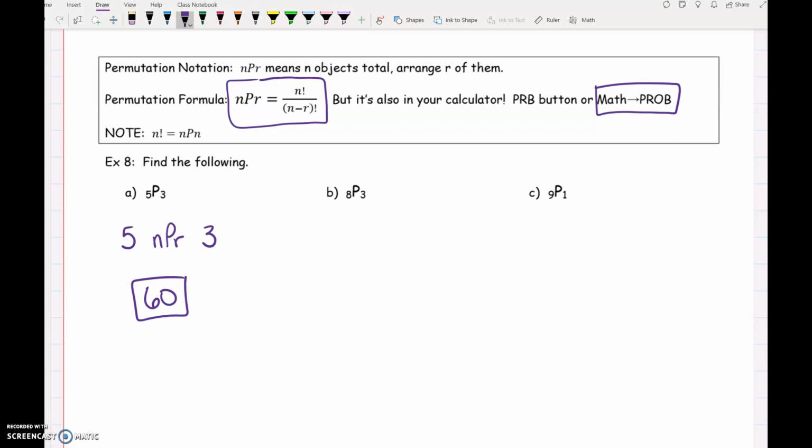8P3 means we have 8 objects. We're arranging 3 of them. So try 8P3 in your calculator and see what you get. Then try 9P1 and see what you get.